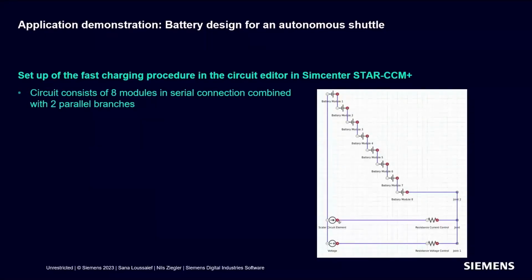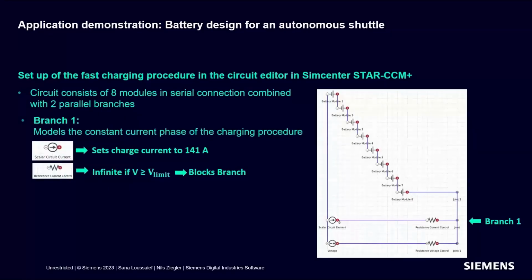To set up electric circuits inside StarCSim Plus, you can use the circuit editor tool. In this case, the circuit consists of 8 modules in a serial connection and is combined with 2 parallel branches. Branch 1 models the constant current phase of the charging procedure. It consists of a combination of a scalar circuit element and a resistance. The resistances in this setup act like switches that can activate or deactivate a parallel branch. The scalar circuit element in branch 1 sets the current to 141 amps.